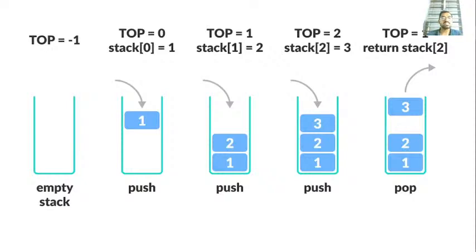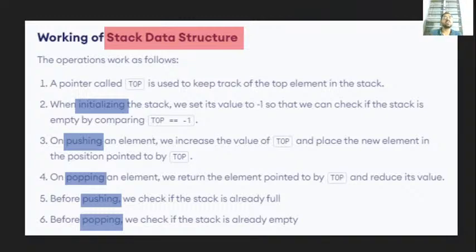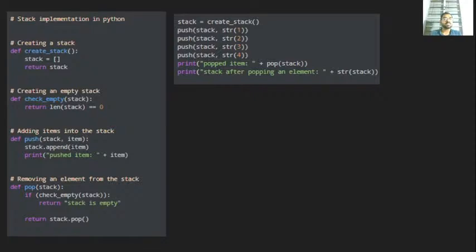Again, in the second case, we push a data element 1 into the stack, so the top increases to 0. If I push another data element 2 in the stack, the top moves to 1. If I push another data element 3, the top moves to 2. When I pop element 3 from the stack, the top decreases to 1. So these are several operations that occur in a stack data structure.